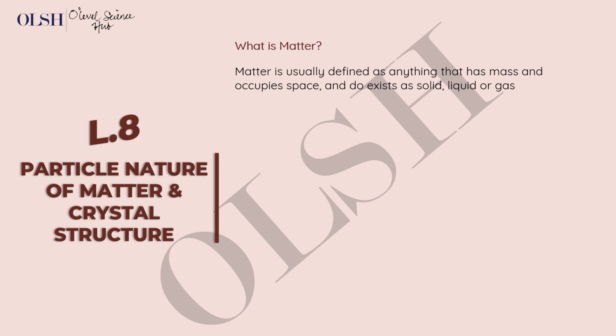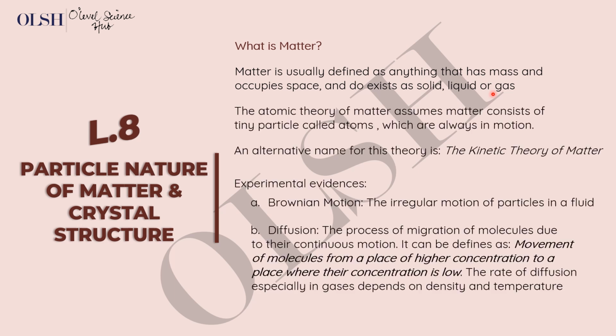So the atomic theory of matter assumes matter consists of tiny particles called atoms, which are always in motion. The fact that these particles are always in motion means they have kinetic energy, which gives the theory an alternative name, the kinetic theory of matter. Now, this theory is based on certain experimental evidence, firstly Brownian motion.